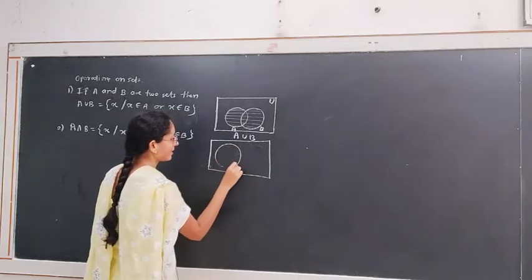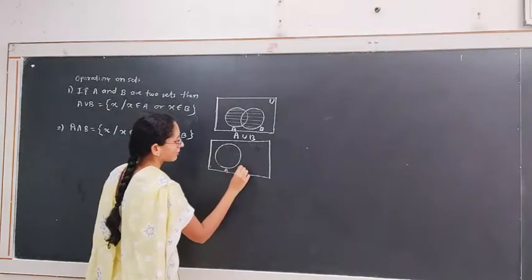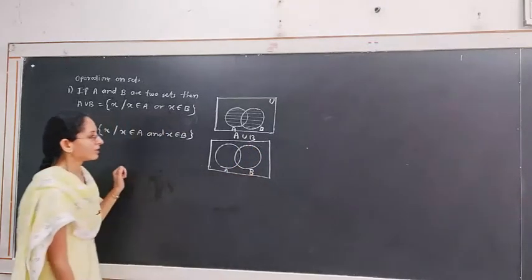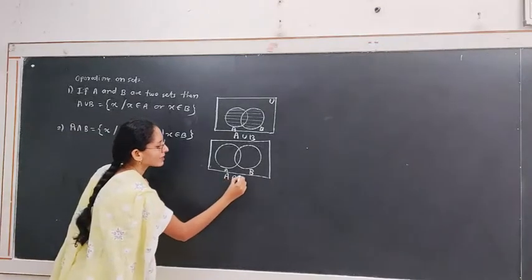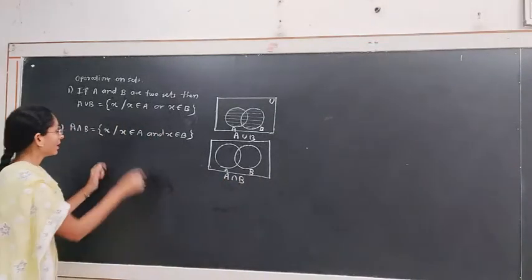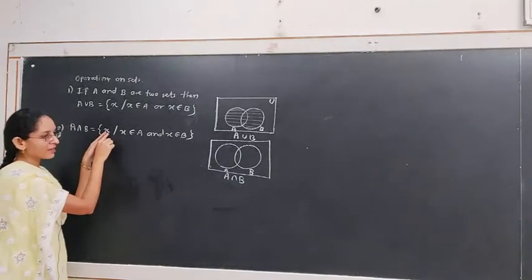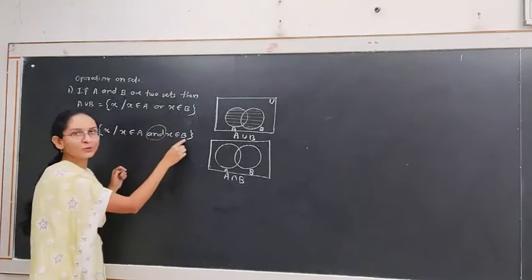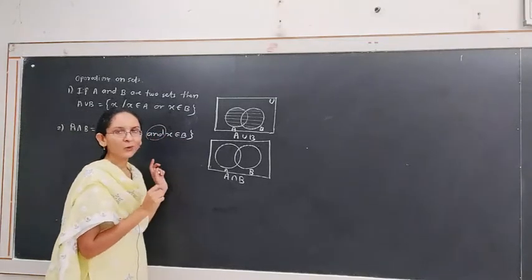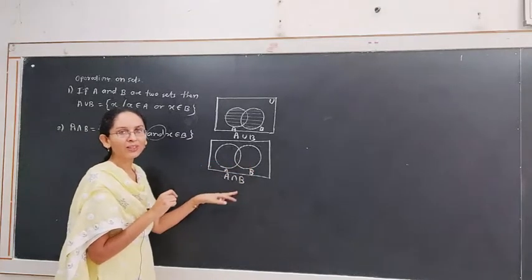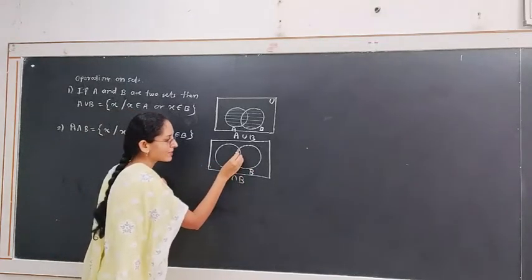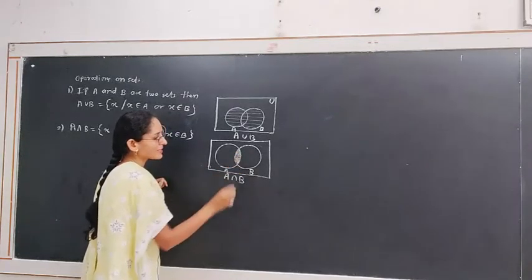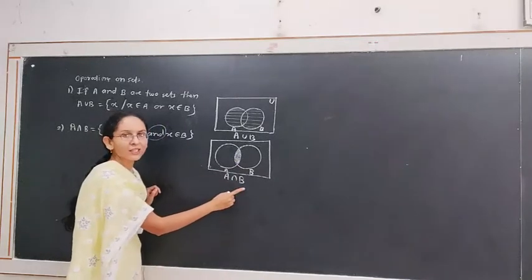This is the first set A and this is the second set B. We have to represent the set A intersection B. This is a set having elements X where X belongs to A and X belongs to B. We only choose common elements of the sets A and B for the intersection. The common elements are these. This shaded region represents the set A intersection B.